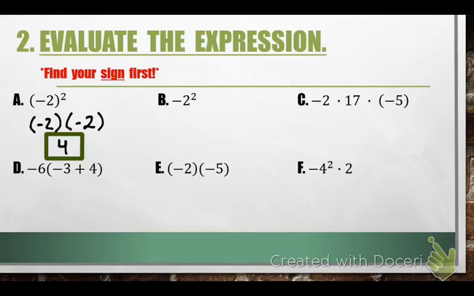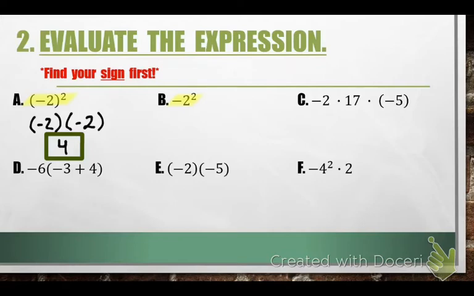The next one looks very similar. Notice this says negative 2 squared. This one says negative 2 squared. But there's one thing that's different between problem A and problem B. Can someone explain to me what's different? Alexis, what's different? There are no parentheses.